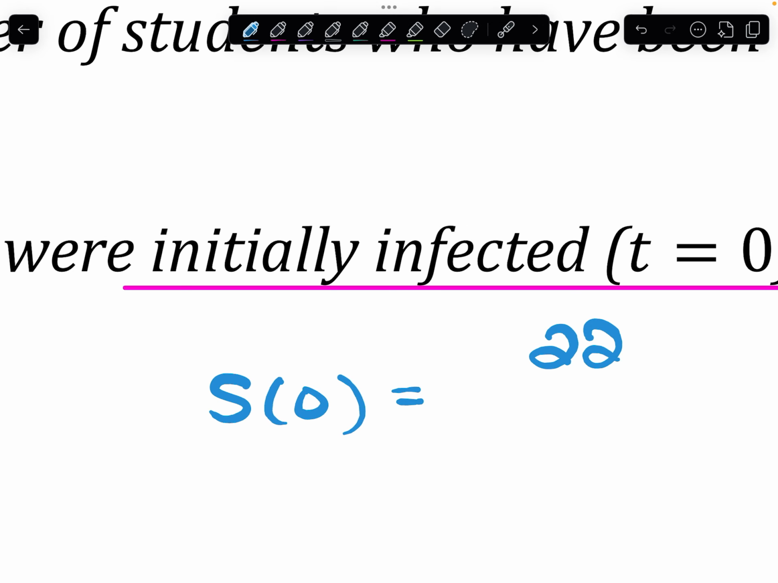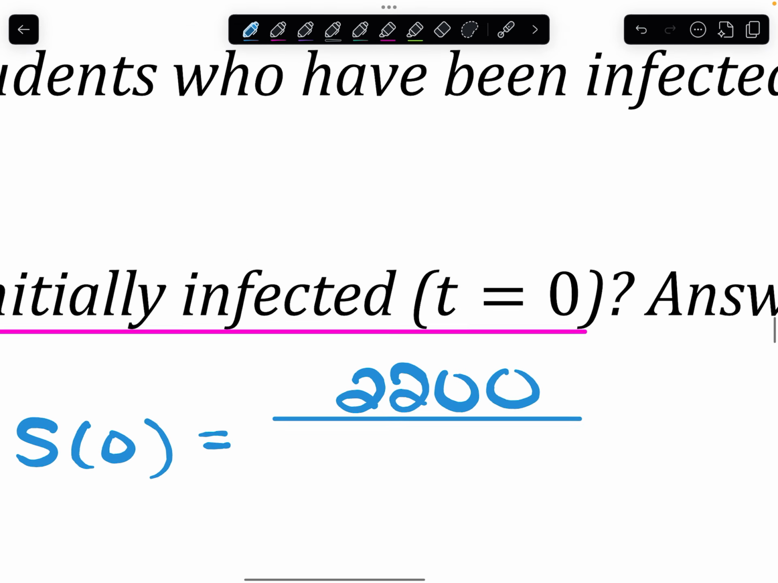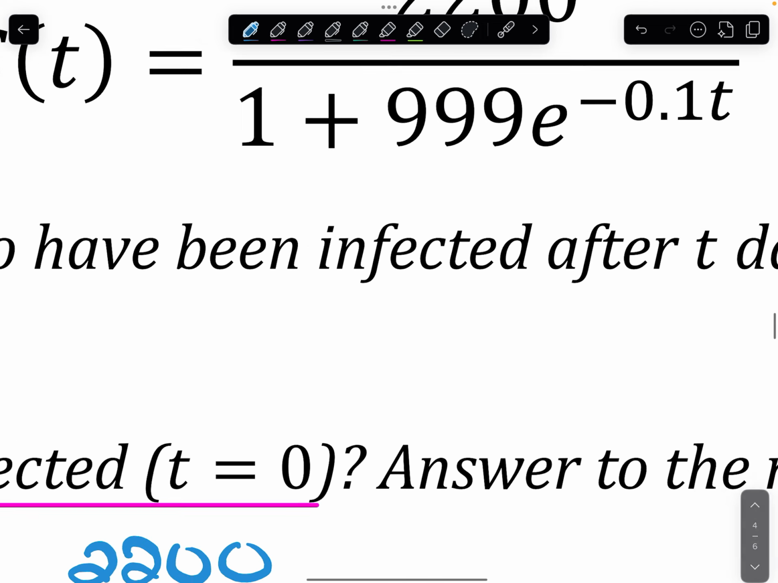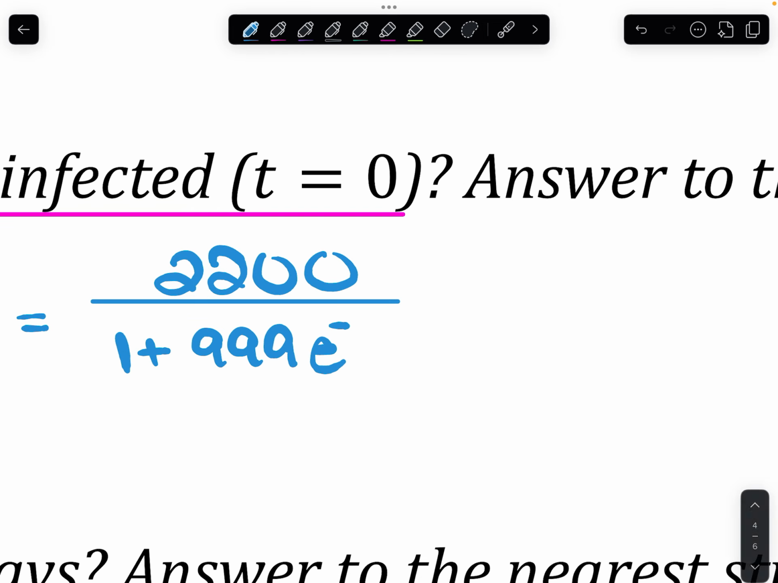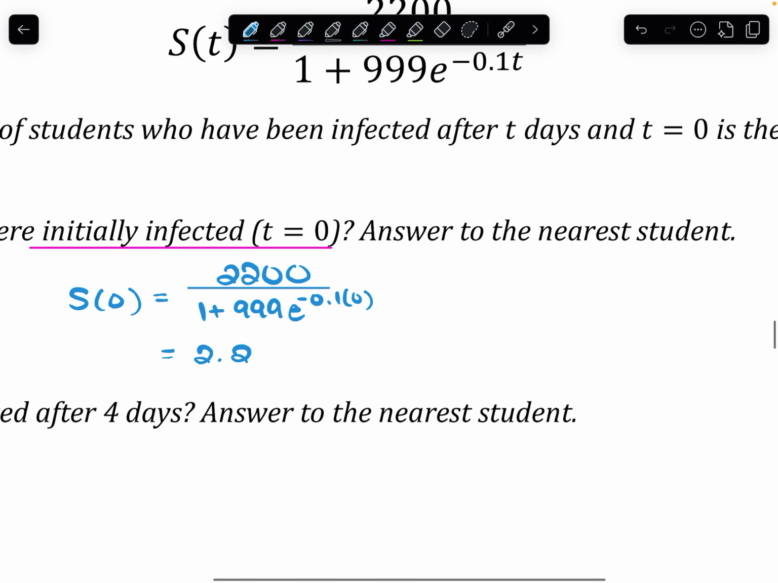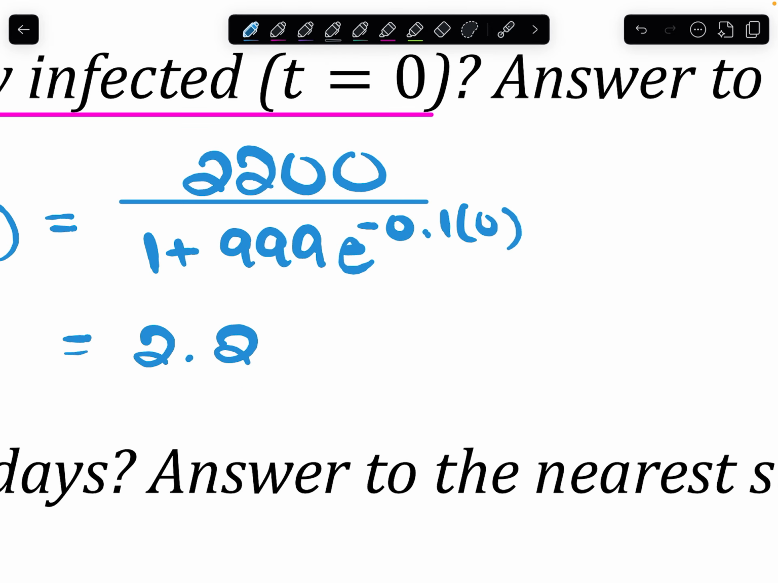So we've got our 2,200 over 1 plus, and I know it was 999 and then something, e to the negative 0.01 times 0. And then again, very, very carefully to your calculator, use your fraction template as needed, and the calculator spits out 2.2. Nice, pretty-ish. Answer to the nearest student. So again, we're not going to infect parts of students. We infect whole students. 2 students.